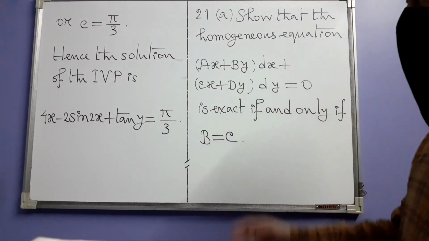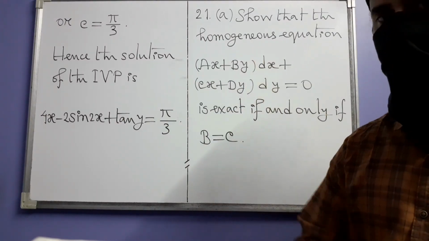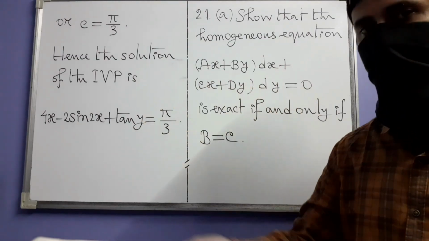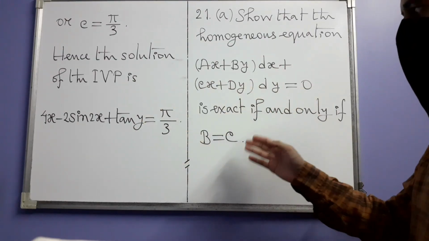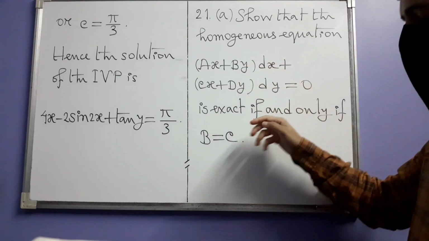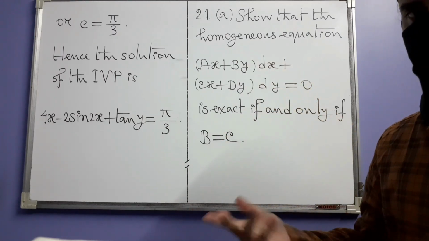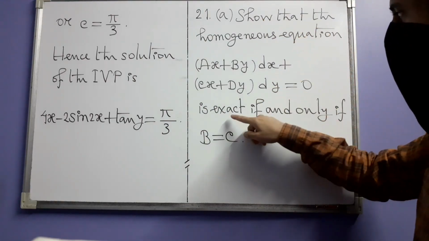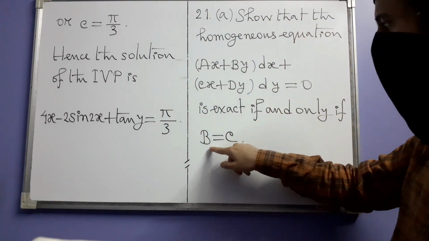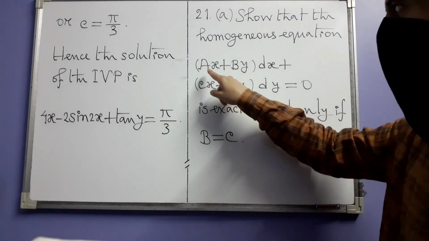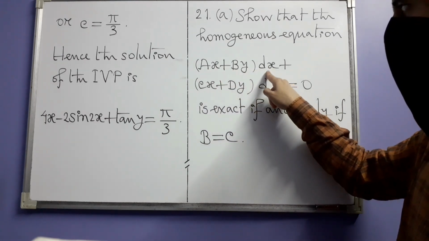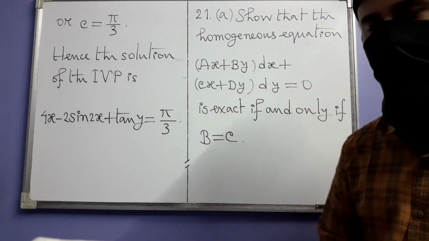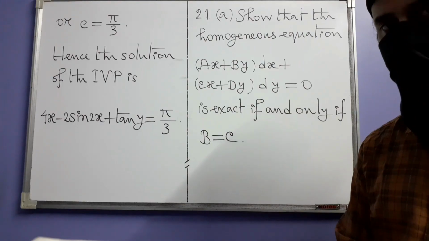Next, let us look at this number 21. It's an odd numbered exercise, so we are not going to solve it, but we will use it to solve the next one, 22. It has 2 parts. This is part A. These things are left to you. It's extremely easy. We have to show that this following homogeneous equation is exact if and only if b is equal to c, and the equation is (ax plus by) dx plus (cx plus dy) dy equal to 0. And next let's see part b.